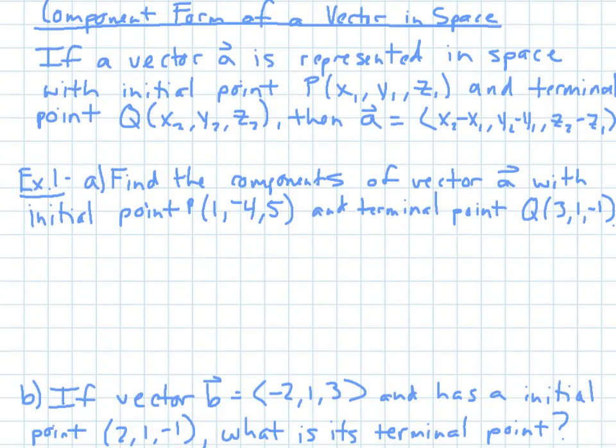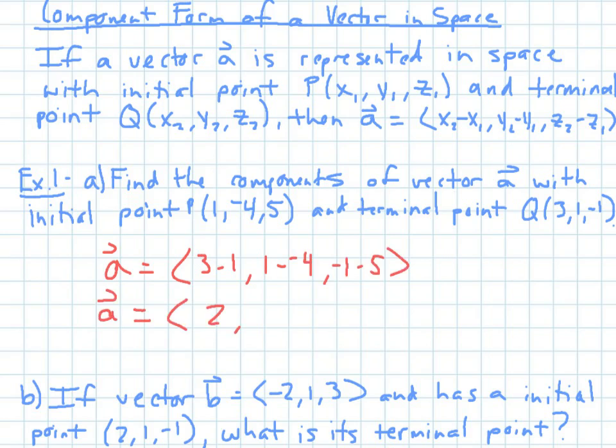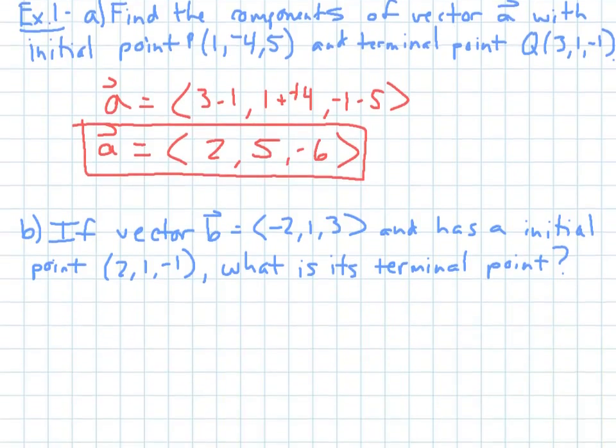For example, 1A here, they give you the initial point and the terminal point. They want you to find the components of vector A. So A will be 3 minus 1, and then 1 minus a negative 4, and then negative 1 minus 5. When I subtract those, 3 minus 1 is 2, 1 minus a negative 4 means plus, so I get 5, and negative 1 minus 5 is negative 6. So that would be the vector A.